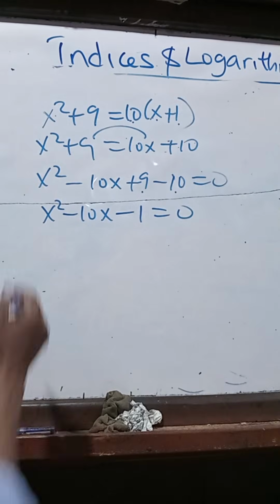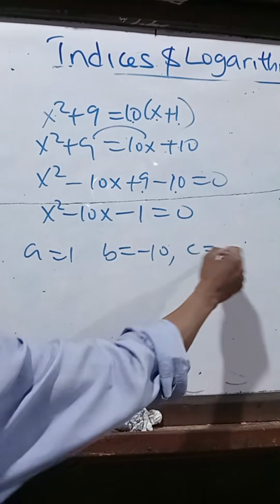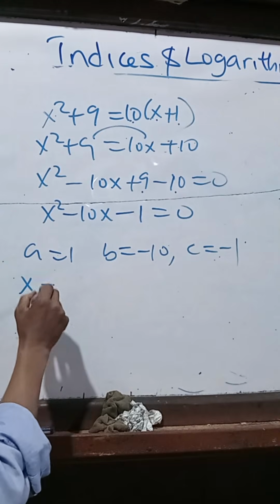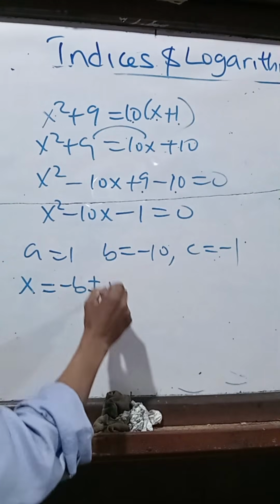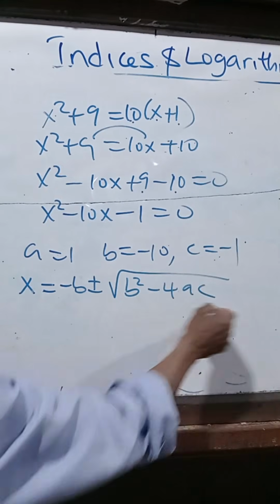So A is equal to 1, B is equal to minus 10, and C is equal to minus 1. The quadratic formula is x equals minus B plus or minus the square root of B squared minus 4AC, all over 2A.